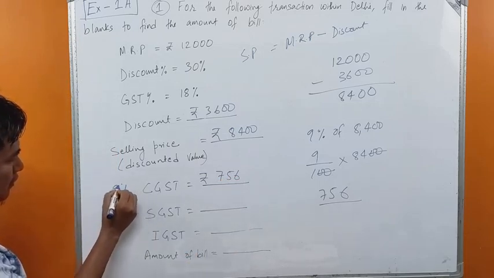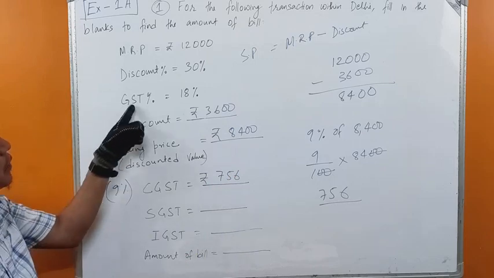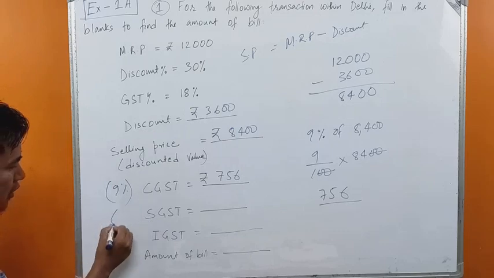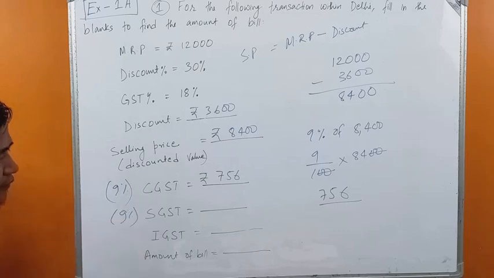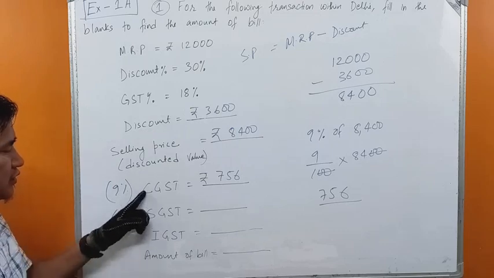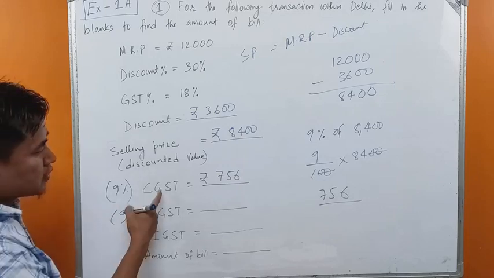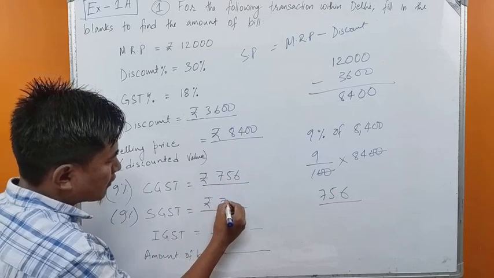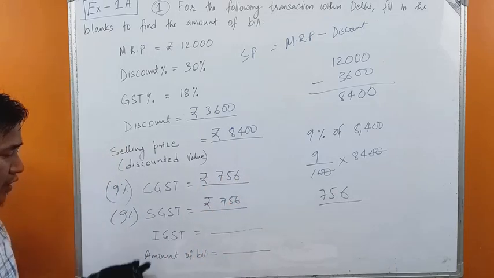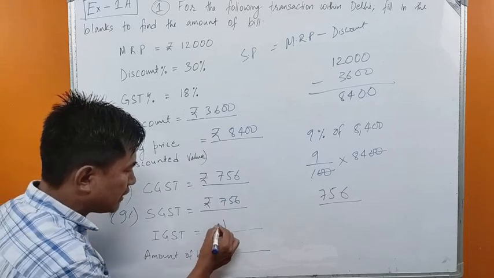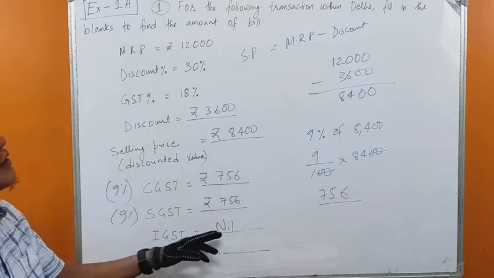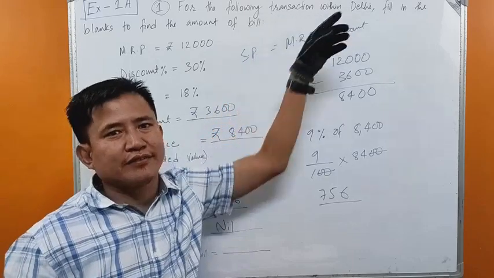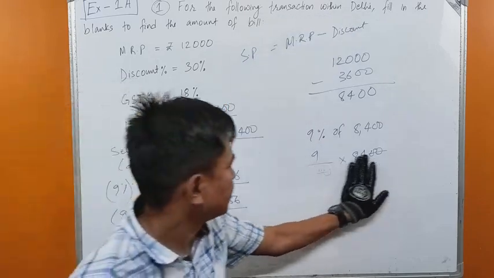Because total GST is 18%, CGST will be 9% and SGST will also be 9%. So CGST and SGST are the same, which means if CGST is 756, SGST will also be rupees 756. Now IGST will be 0, nil, because the product is sold within Delhi, the transaction is carried within the same state or union territory.